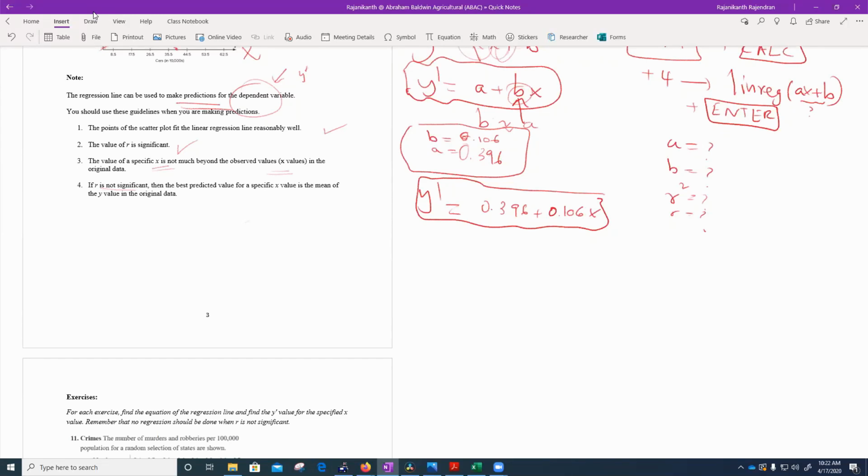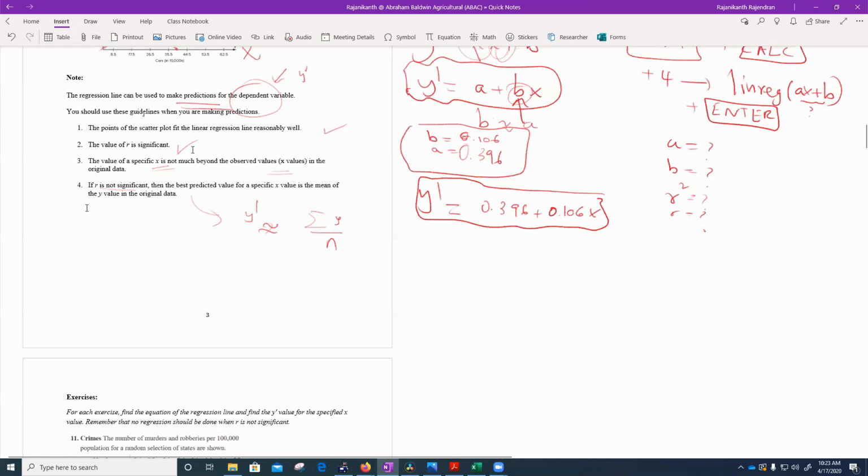So if you see r is not significant, in that case, how do you predict your y value? To predict your y prime for the given specific x, simply take the mean of all the y values, right? So if it is significant, use the best fitting line. If it is not significant, simply find the predicted y value by taking the mean or the average of all the data points' y values. Okay, so that is what this says.